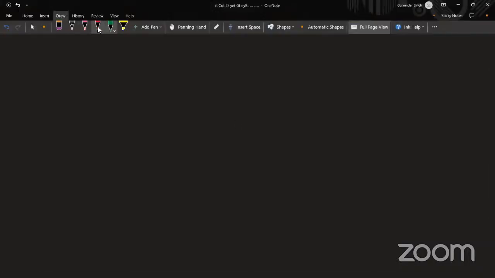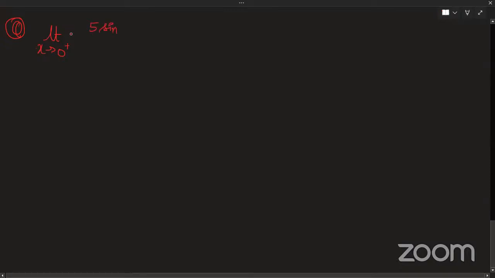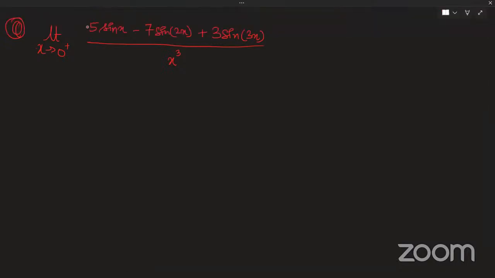So let us just look at this case. You have got limit x tends to 0 plus of 5 sine x minus 7 sine 2x plus 3 sine 3x, whole divided by x cube. Can you tell me which form is this? First of all, which form is this? 0 by 0, okay, great. 0 by 0 form. So how can you solve it?